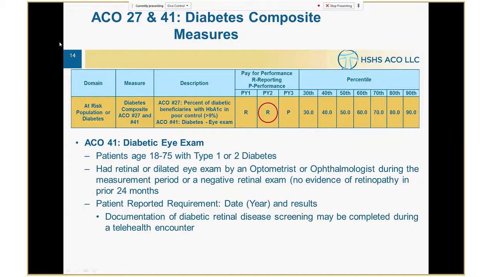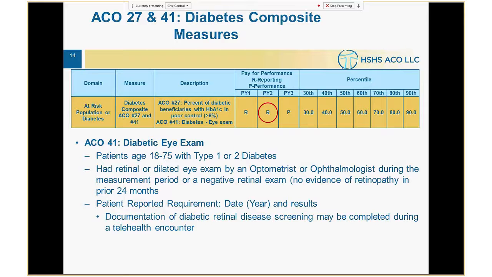The first measure actually has two measures underneath it, the diabetic composite measures. This is an at-risk population or diabetic domain. It is a reporting year only for 2017, meaning we aren't held to a specific threshold. We just have to show that we can report it accurately and completely. The first portion of the diabetic measure is ACO 41, which is a diabetic eye exam.